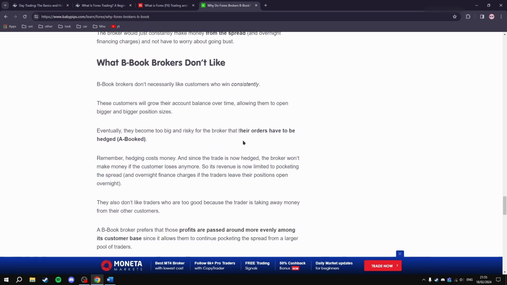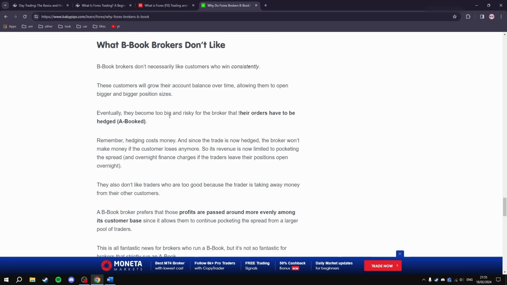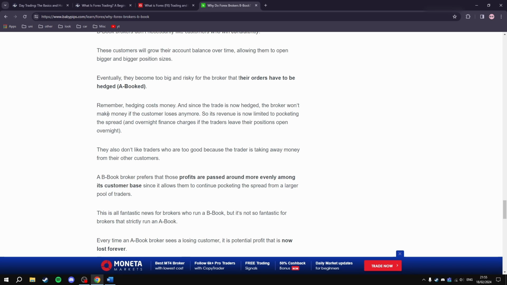B-book brokers don't necessarily like customers who win consistently. These customers will grow their account balance over time, allowing them to open bigger and bigger position sizes. Eventually, they become too big and risky for the broker that their orders have to be hedged, A-booked. Remember, hedging costs money, and since the trade is now hedged, the broker won't make money if the customer loses anymore. So its revenue is now limited to pocketing the spread and overnight finance charges if the traders leave their positions open overnight.